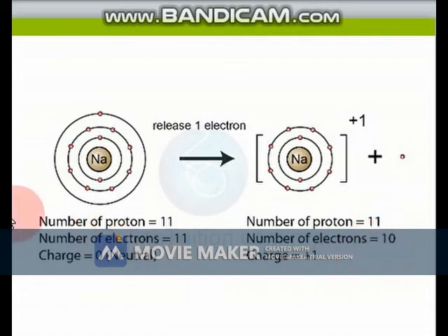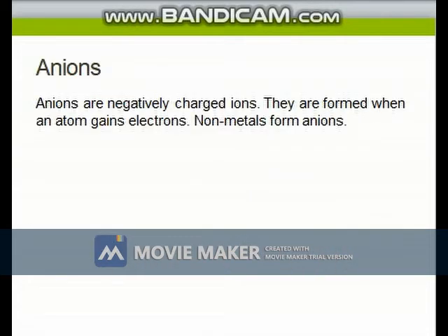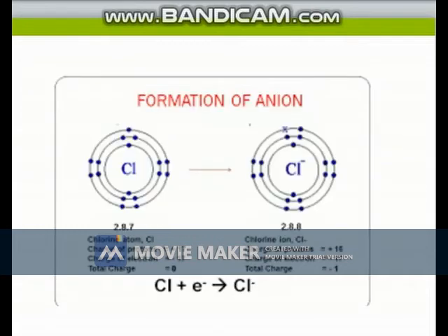Let's proceed to the next slide, where we are going to talk about anions. Anions are negatively charged particles. They are formed when an atom gains electrons, and mostly non-metals form anions. Let's look at the structure of it. This is a typical example of an anion and its formation.